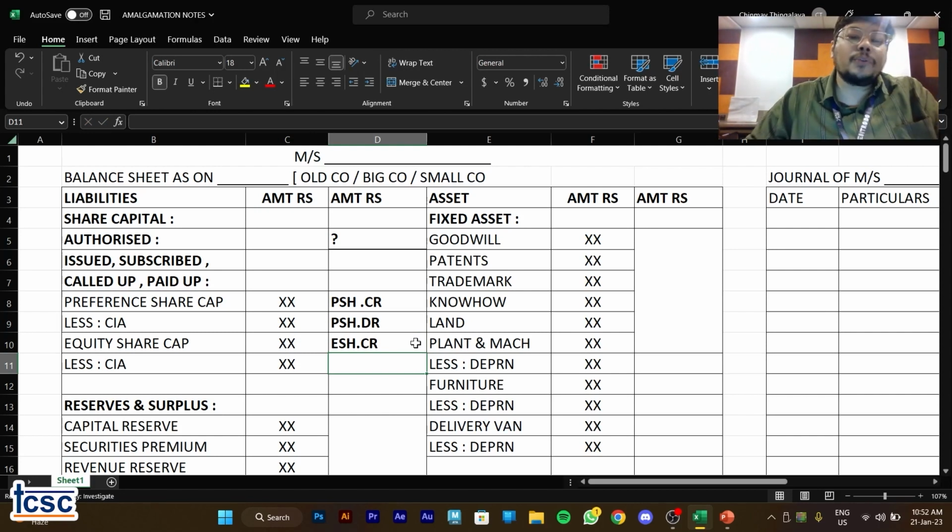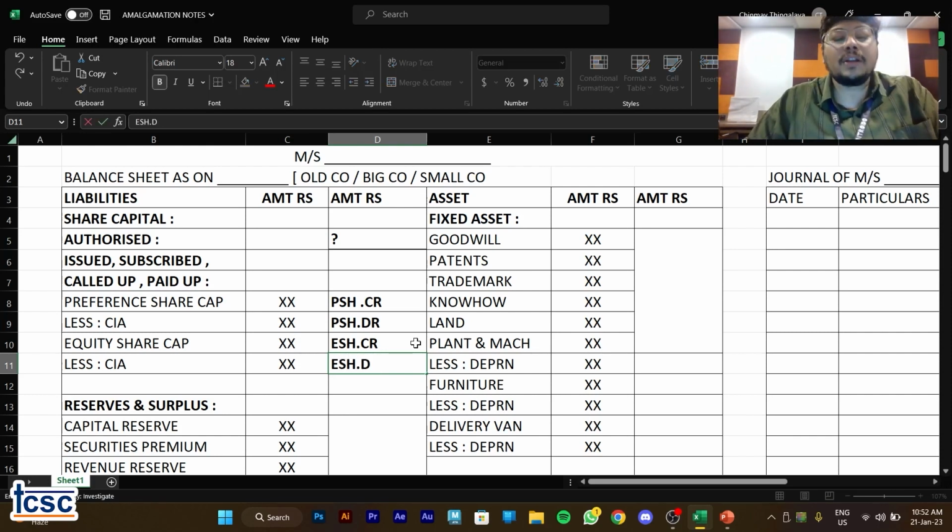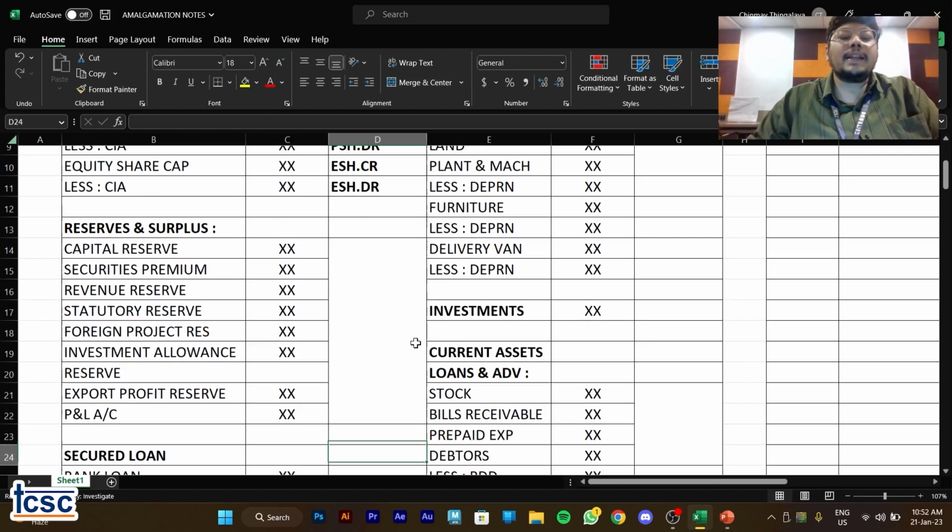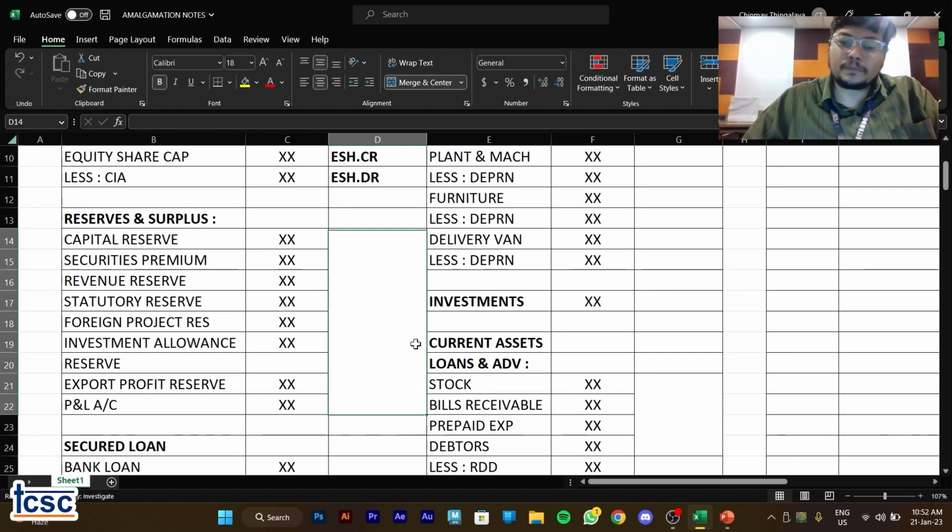Here we are going to use the short forms. In the exam also we are supposed to write ESH account and PSH account while preparing the ledger accounts. Likewise, there is CIA in preference shares, and just likewise there is a CIA for equity shareholders also. So it will be ESH account debit side. Now the next part is reserves and surplus. As we all know, equity shareholders are the residual owners, so all the profits and losses are supposed to be borne by equity shareholders.